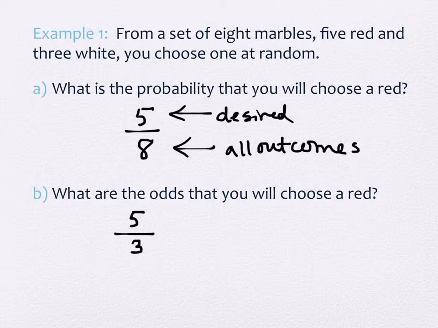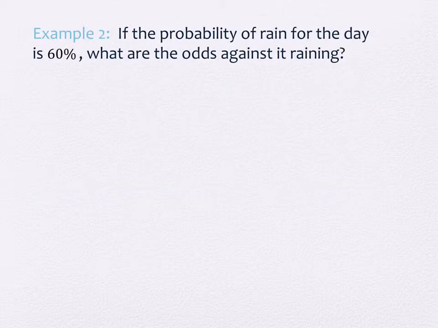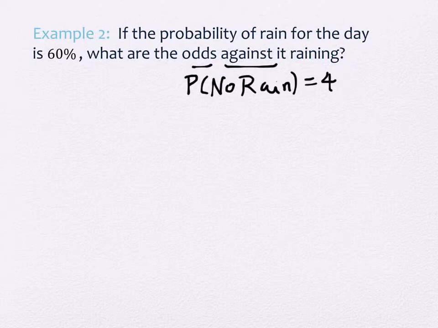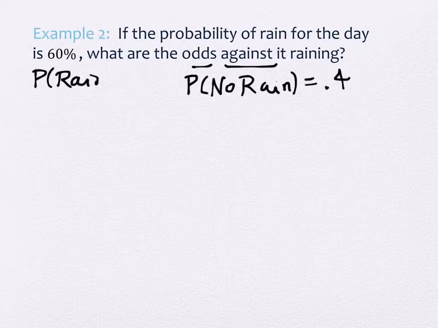Let me do another example with you. This one's worded a little bit differently, and it doesn't have marbles. It has rain. All right, so the probability of rain for the day is a 60% chance. And this wants to know the odds against it raining. So the first thing we want to take a look at is what is the probability that it doesn't rain? 40. Right. 40%. And let me actually write that as a probability, and I'll write it as 0.4. And then the probability that it rains, of course, is what? 0.6.